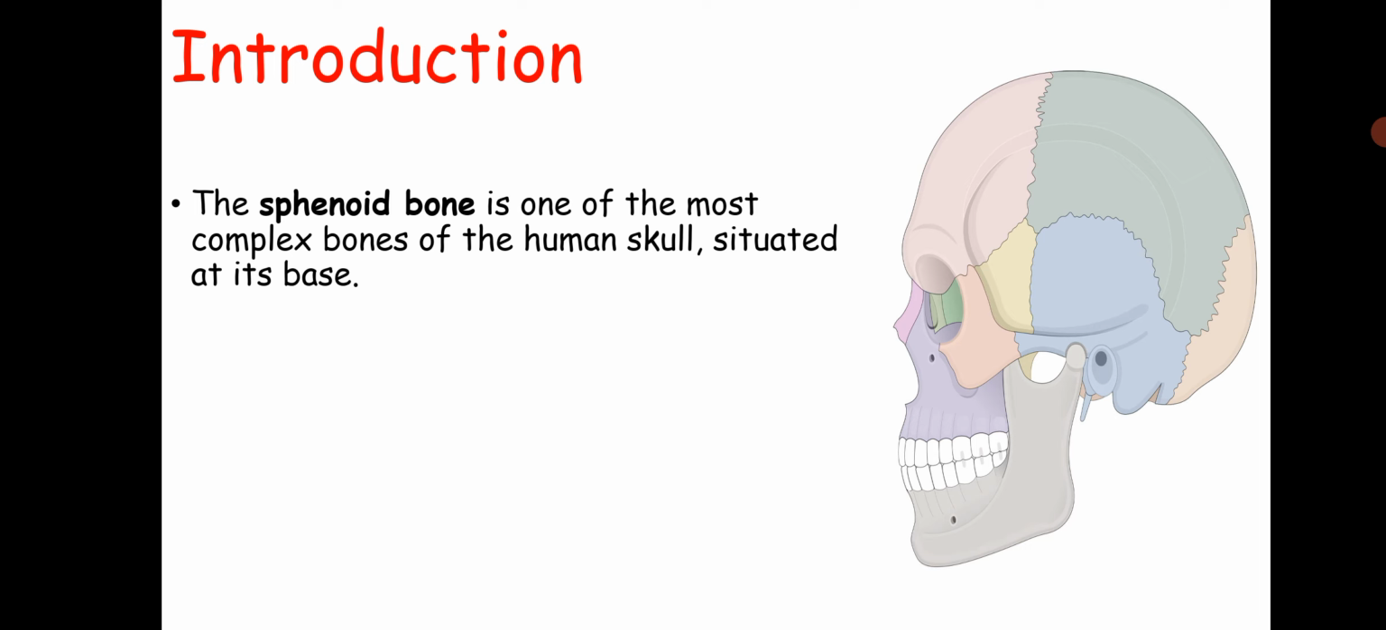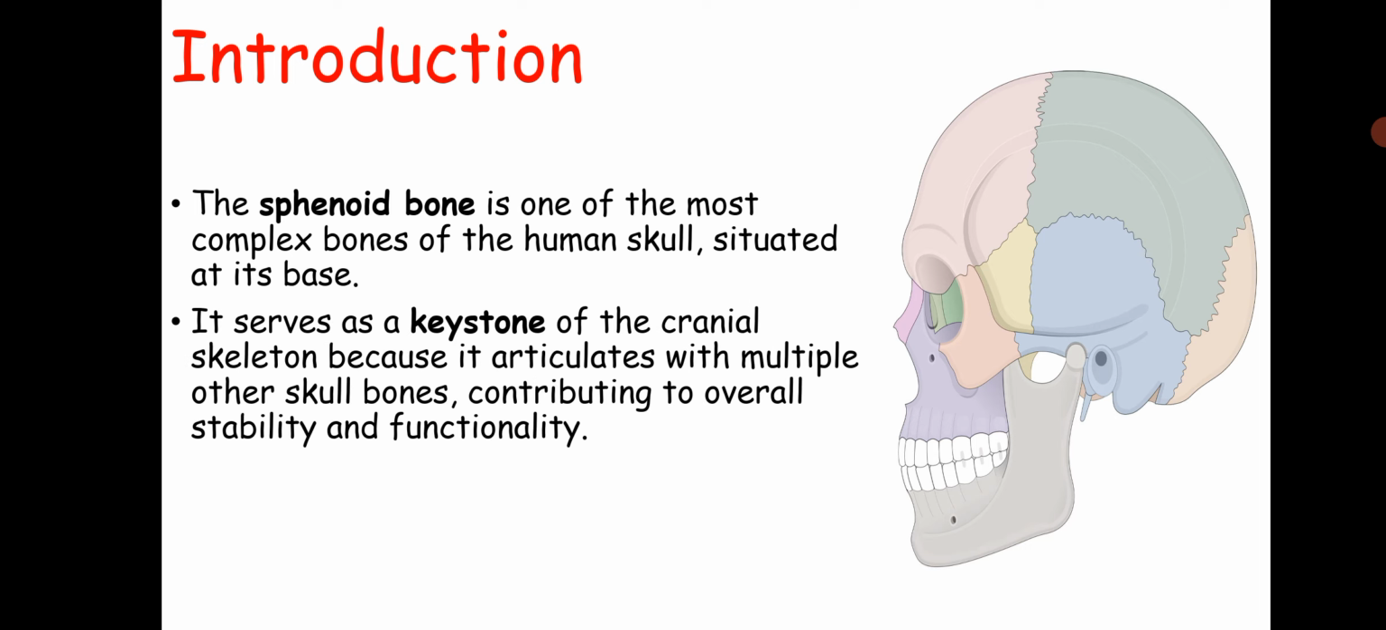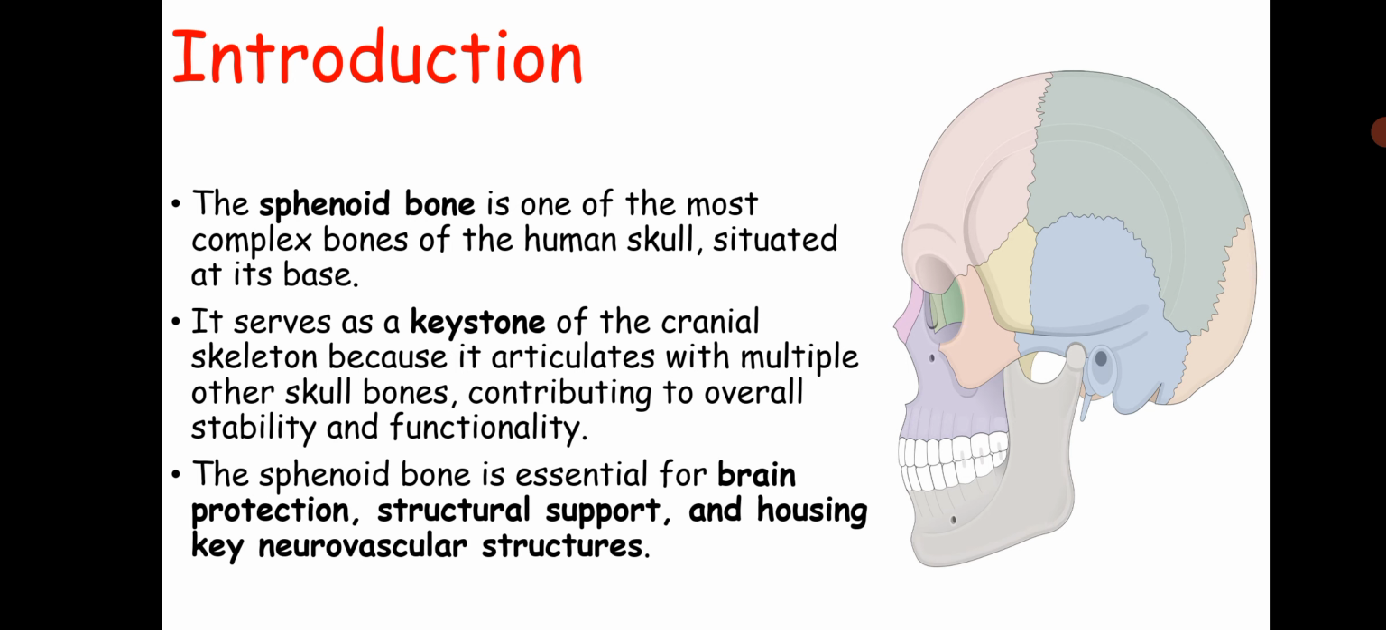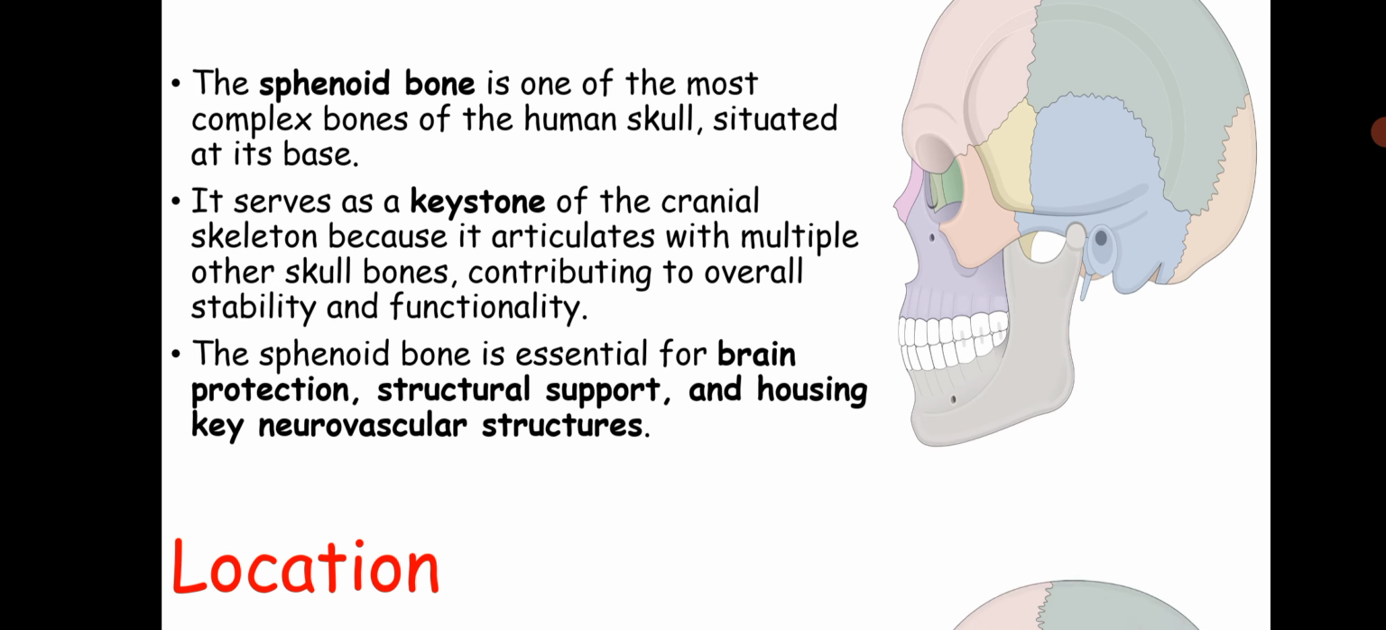Sphenoid bone is one of the most complex bones of the human skull that is situated at its base. It serves as the keystone of the cranial skeleton because it articulates with multiple other skull bones, contributing to overall stability and functionality. Sphenoid bone is essential for brain protection, structural support, and housing key neurovascular structures.